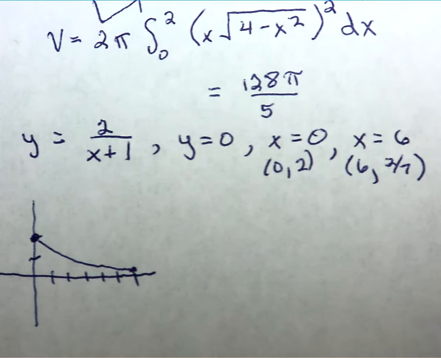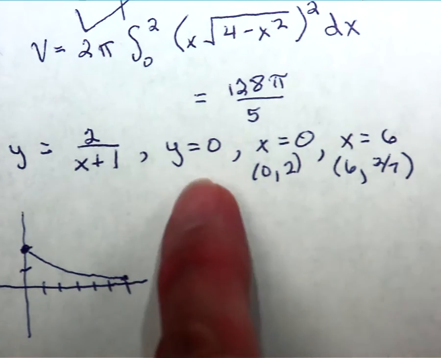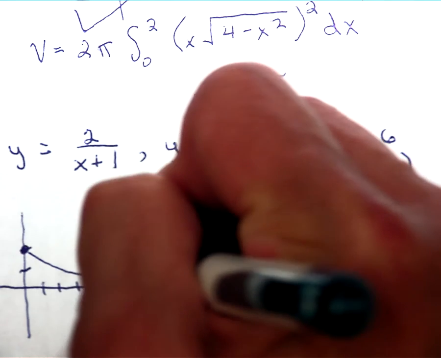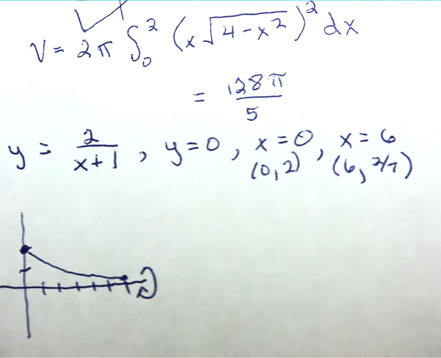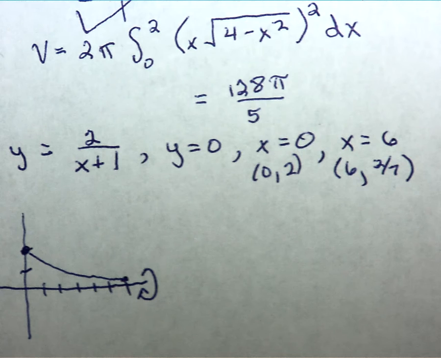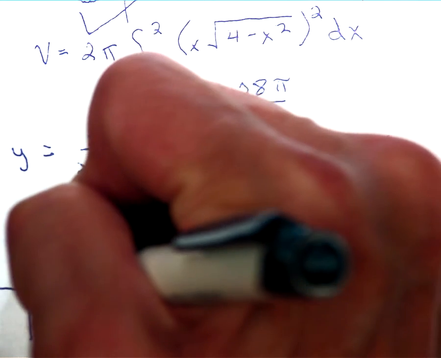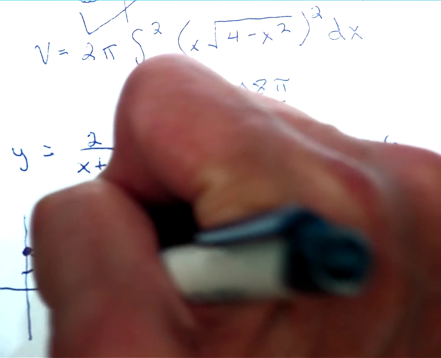So if I rotate that around the x-axis, y equals 0, rotating around the x-axis, do I have horizontal rectangles or vertical rectangles? Vertical rectangles. Here's all the discs that I'm adding up.